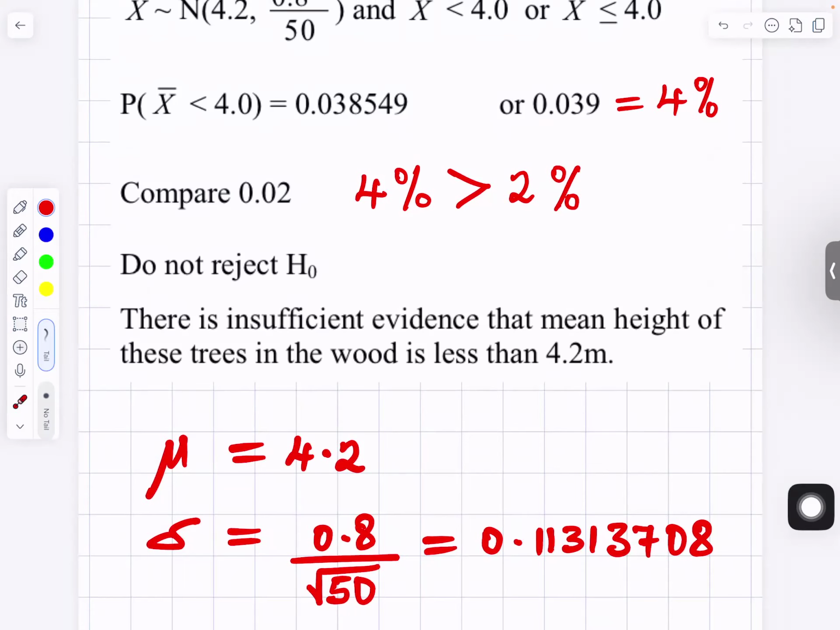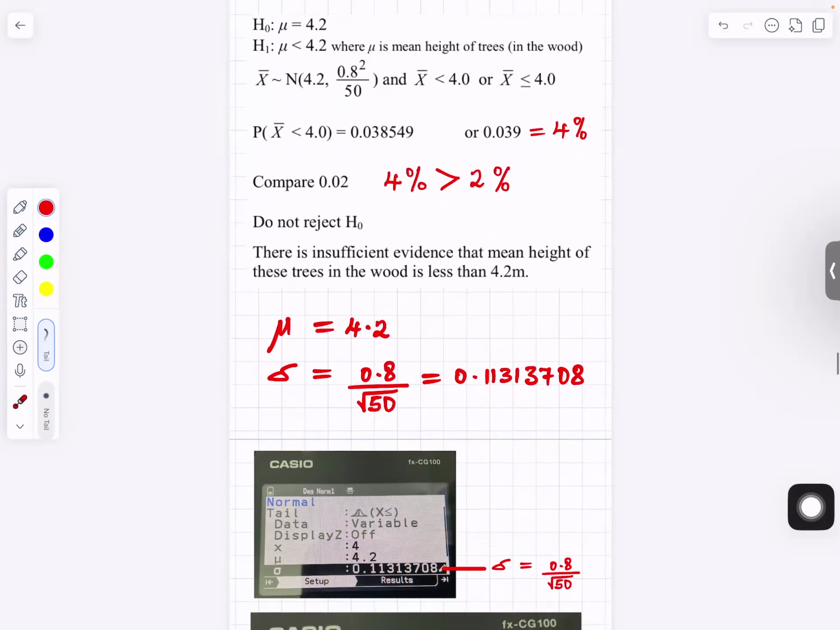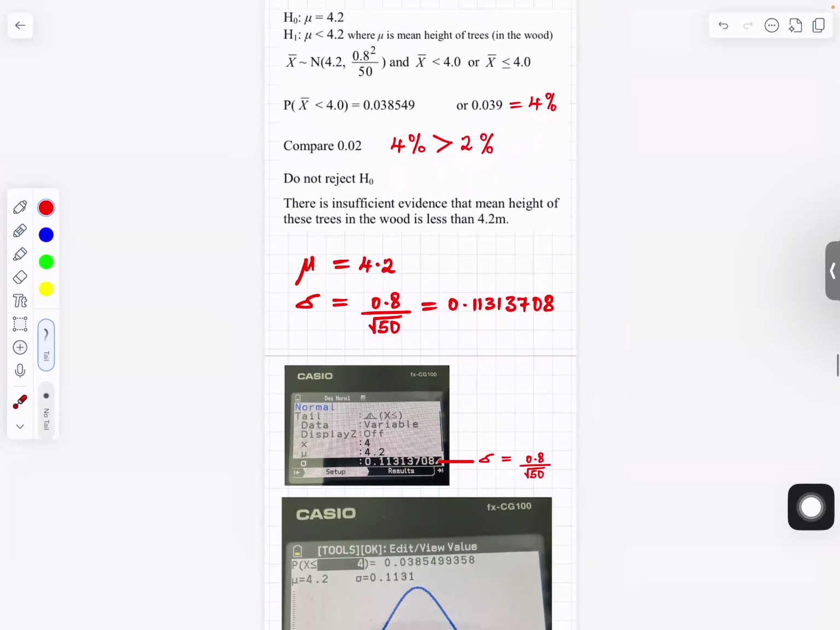So when you write it down, what are we going to do with our results? We're going to compare it with the significance level. They say the significance level is 2%. So if you take that 0.038, you multiply it by 100 to change to percentage, that gives you 3.9%, which is roughly 4%. Now you would say 4% is bigger than 2%. Because it is bigger, we do not reject H naught, do not reject the null hypothesis.